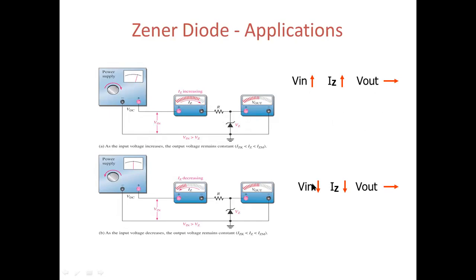Similarly for the decreasing case, the input is decreased. Compare here and here: this one is higher, this one is lower. Yes, sir. And the current is also decreased here. This current is increased, this current is a lesser value. What about the output here? Same. The output is constant here. So this is the function or working of the Zener diode.